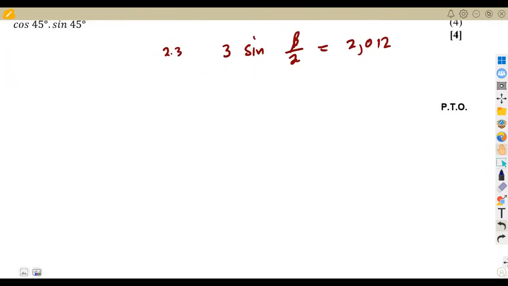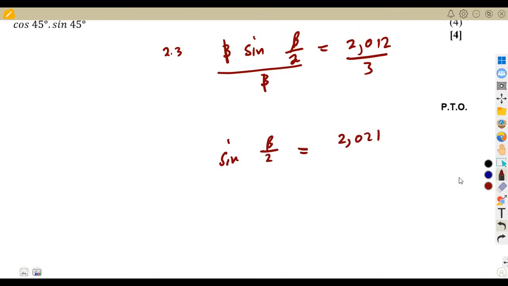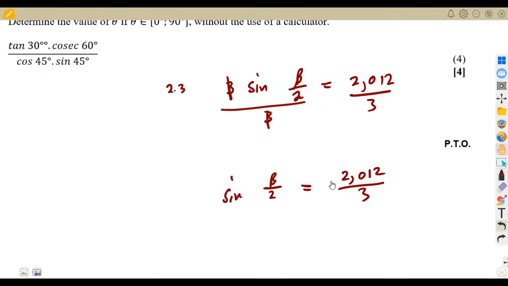And if you are to check, this 3 is not an angle. It's just a number that is multiplying the ratio of sine that we are having. So we can remove this 3 by dividing, since it is multiplying. So we can divide by 3 both sides. That means we are going to obtain, in this case, the sine of beta over 2, which is equal to 2.012 over 3. All right, so that is what you're going to have.